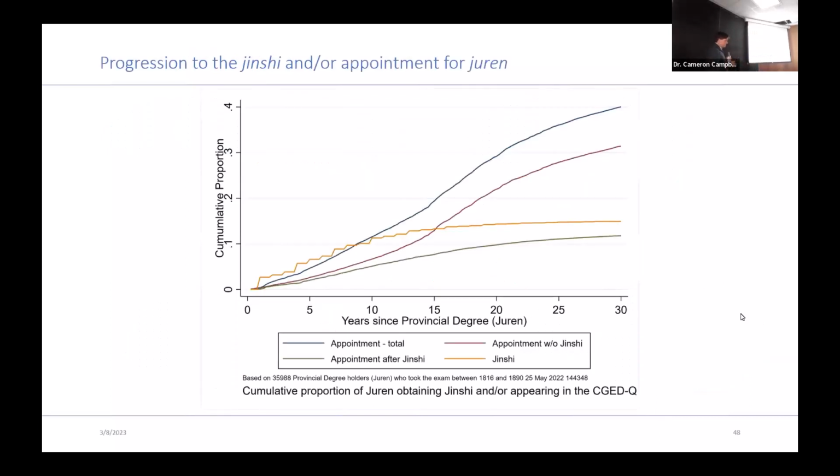So some of the things we can do with this linked data, again, I think surprises a lot of people, is that we can follow people from when they got the exam to when they were appointed and see how many people actually got appointed if they had a degree. And what we find is that basically we take people who passed or earned the provincial degree, the Juren degree, and then look at the percent who either went on to attain a metropolitan degree or just got an appointment.